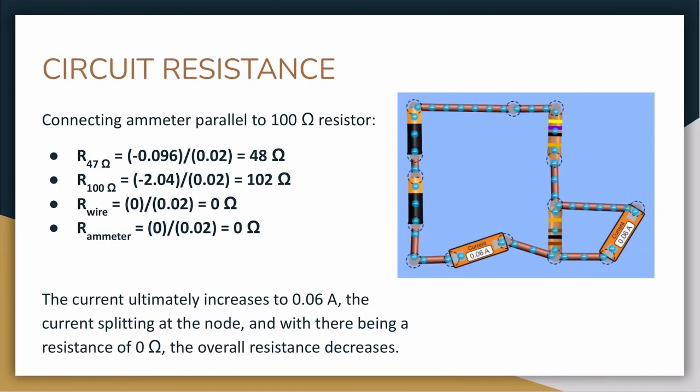Some circuit resistance values that we found were 48 ohms, 102 ohms, and 0 ohms for both the wire and the emitter. The current ultimately increases to 0.06 amps, the current splitting at the node, and with there being a resistance of 0 ohms, the overall resistance decreases.